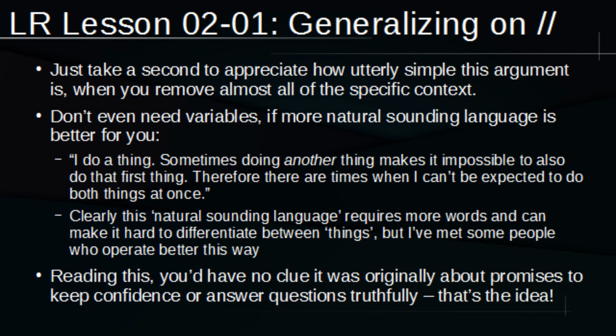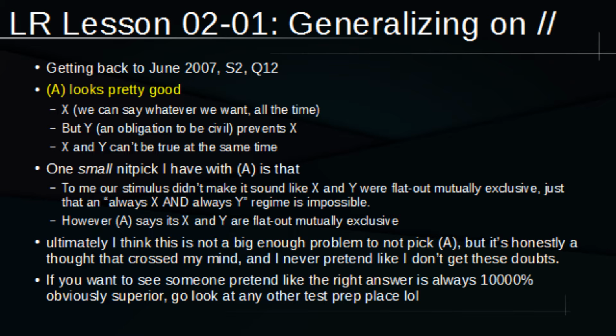So what I want to highlight though is that reading this generalization, this paraphrase, you'd actually have no clue that it was originally about promises to keep confidence or to answer questions truthfully. And that is exactly the concept. A successful generalization is going to make it relatively difficult for you to look at the generalization and tell what the original argument was about in terms of the specific facts. What you do capture in a generalization is the interrelationship between X, Y, and Z and all those other variables that we figured out. So now that we've successfully generalized the stimulus into something much less specific to promises and truth-telling, and reduced down to just X and Y, let's do the answer choices, getting back to the question itself.